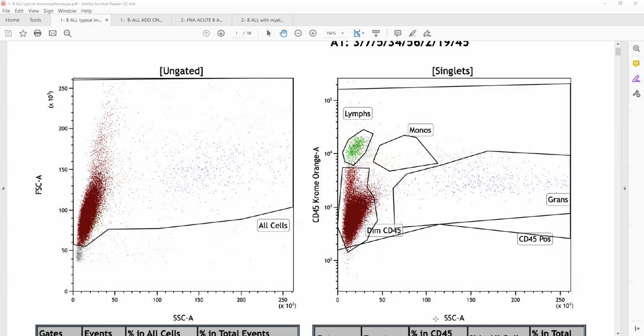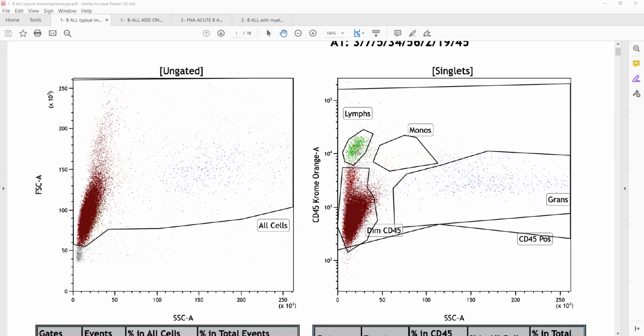and this plot is very useful because when we use it, we can identify certain populations in certain locations. For example, here we have our dim CD45 population with low side scatter. This is the blast gate, and we call it the blast gate because blasts tend to fall within this gate. For more discussion about the blast gate, see my separate blast gate video.